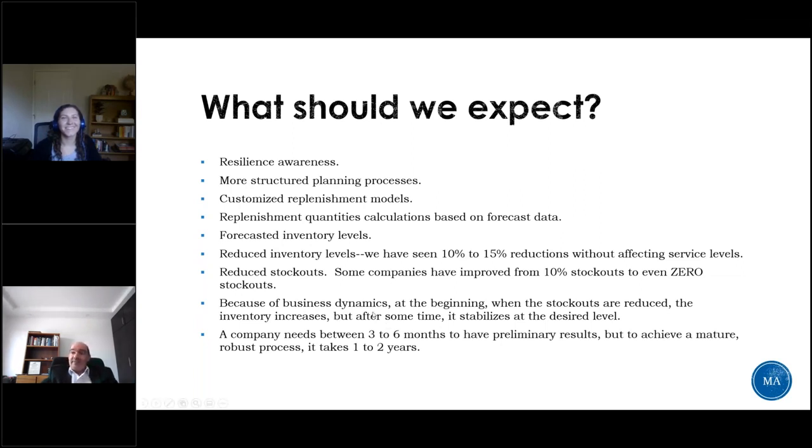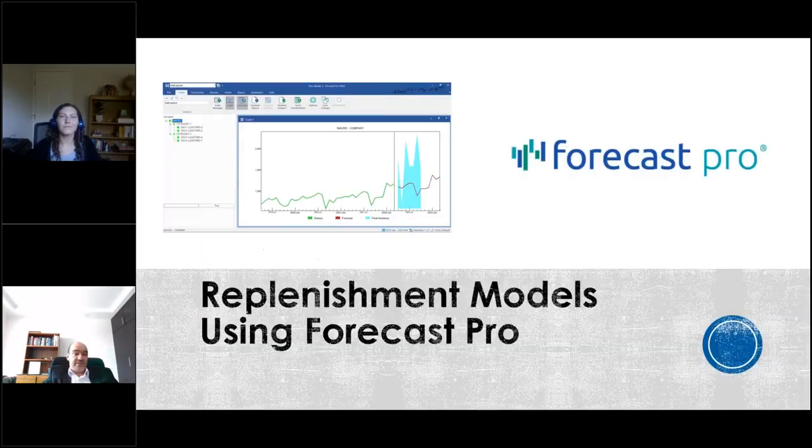Okay? And because of the business dynamics, you might be seeing some inventory increases in the beginning, but after some time, it will stabilize if you do what ForecastPro suggests. The company needs between 3 to 6 months to have preliminary results. That's an average, of course. There are some companies that can do it in less time, or it might take more time, but that's an average. And to achieve a mature, robust process, it might take up to 1 or 2 years. Of course, that depends on the lead time. Okay, so now let's go to ForecastPro.